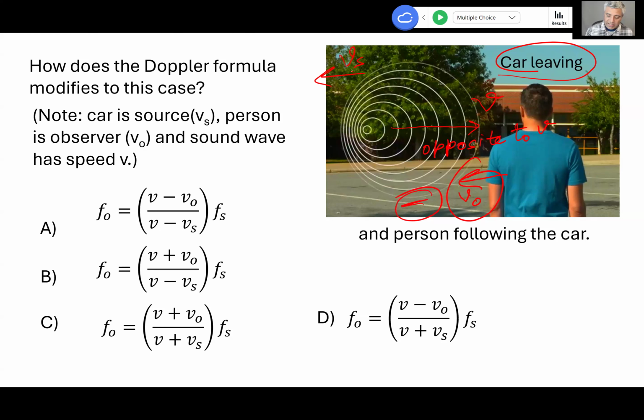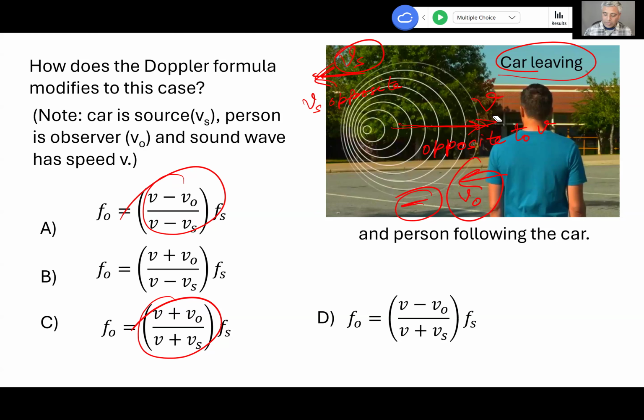Okay, Vs, see V is going towards the person, but the car is moving away from the person. So Vs and V, they are also opposite. Vs is also opposite. Means both of them are negative. So that means that changes this formula, the original formula, to positive because both of them are that.